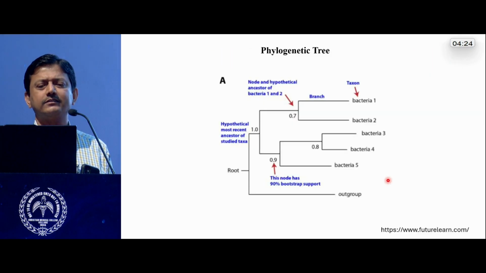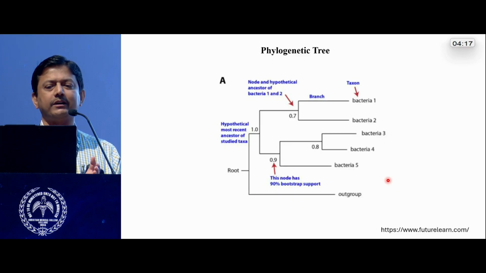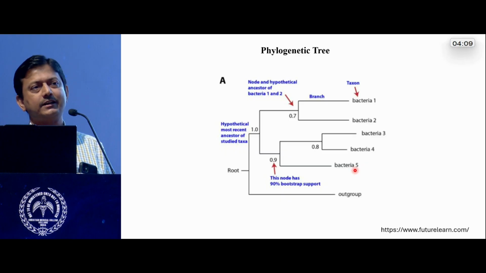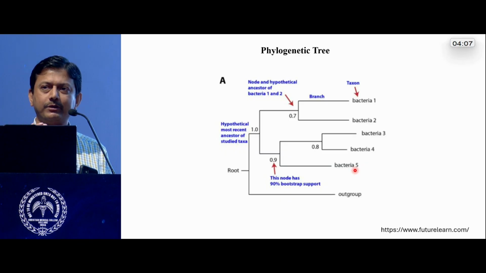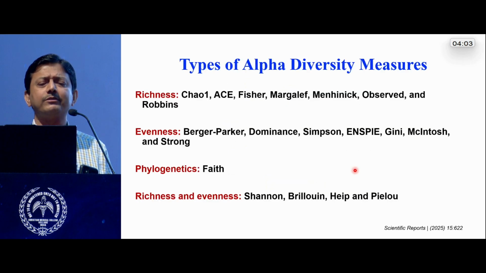And the third thing is the phylogeny, because you know in the evolutionary tree, some bacteria are close to each other, some bacteria are far away from each other. So in this example, bacteria 1 and 2 are closer and 1 and 5 are far away. So if one sample has 1 and 2, and another sample has 1 and 5, the 1 and 5 sample will probably be more diverse in terms of phylogeny. So for alpha diversity, these are 3 metrics we use. What is the richness?